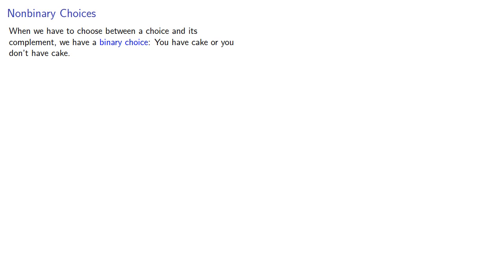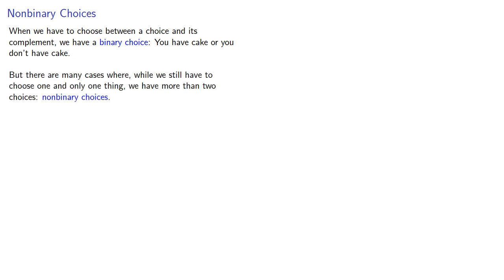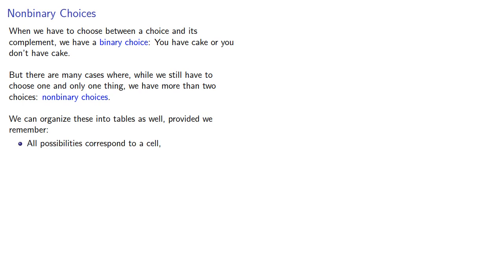Now, when we have to choose between a choice and its complement, we have what's known as a binary choice. You have cake, or you don't have cake. But there are many cases where, while we still have to choose one and only one thing, we have more than two choices. We say these are non-binary choices. We can organize these into a table as well, provided we remember all possibilities correspond to a cell, and cells have to correspond to mutually exclusive events.